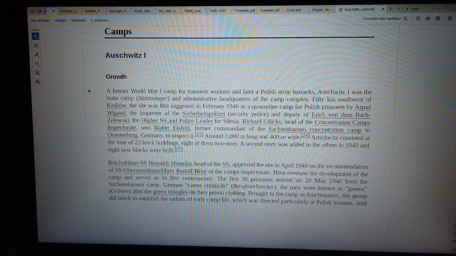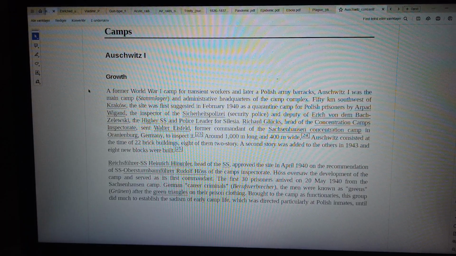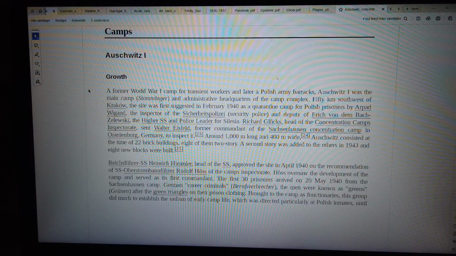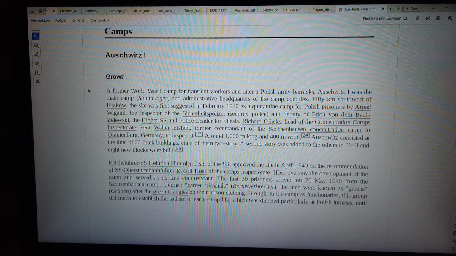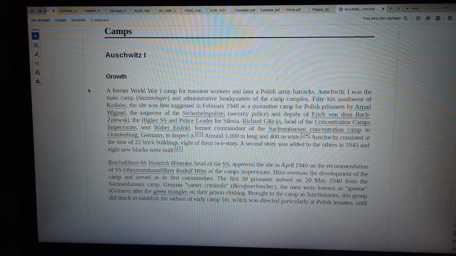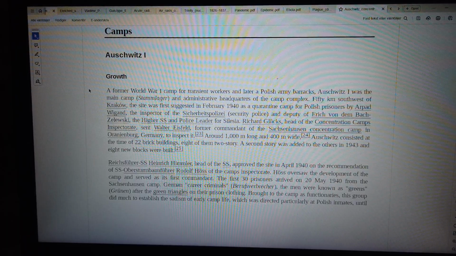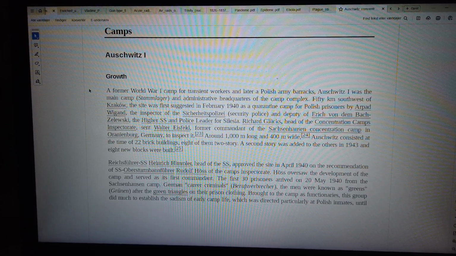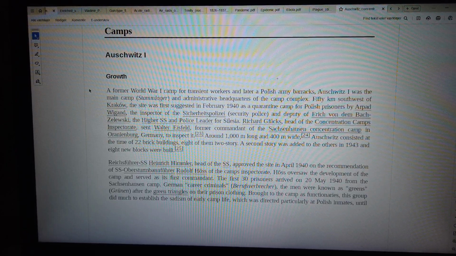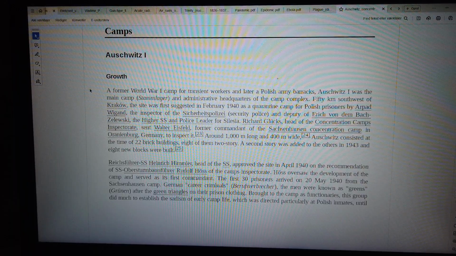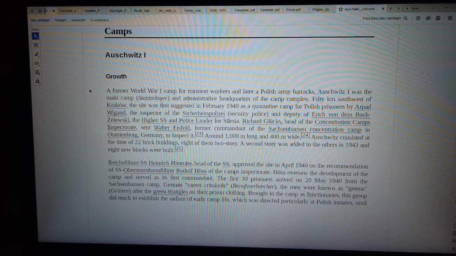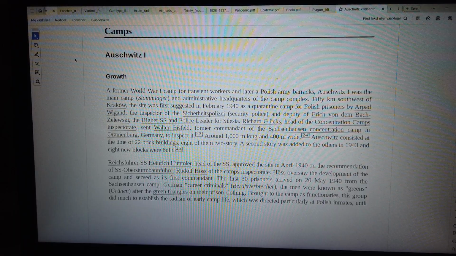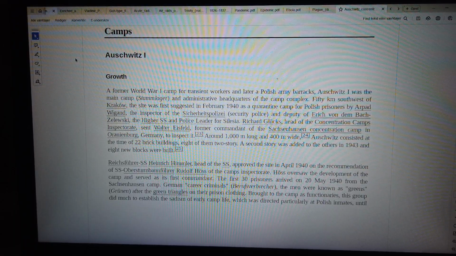Richard Glücks, head of the concentration camps inspectorate, sent Walter Eisfeld, former commandant of the Sachsenhausen concentration camp in Oranienburg, Germany, to inspect it. Around 1,000 m long and 400 m wide. Auschwitz consisted at the time of 22 brick buildings, 8 of them two-story. A second story was added to the others in 1943 and 8 new blocks were built.